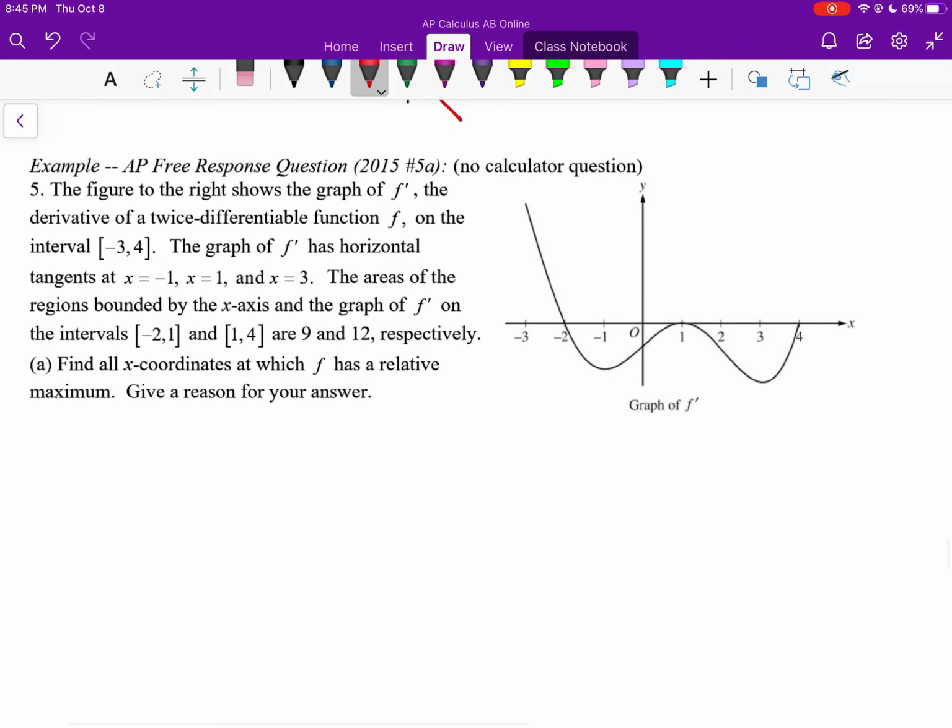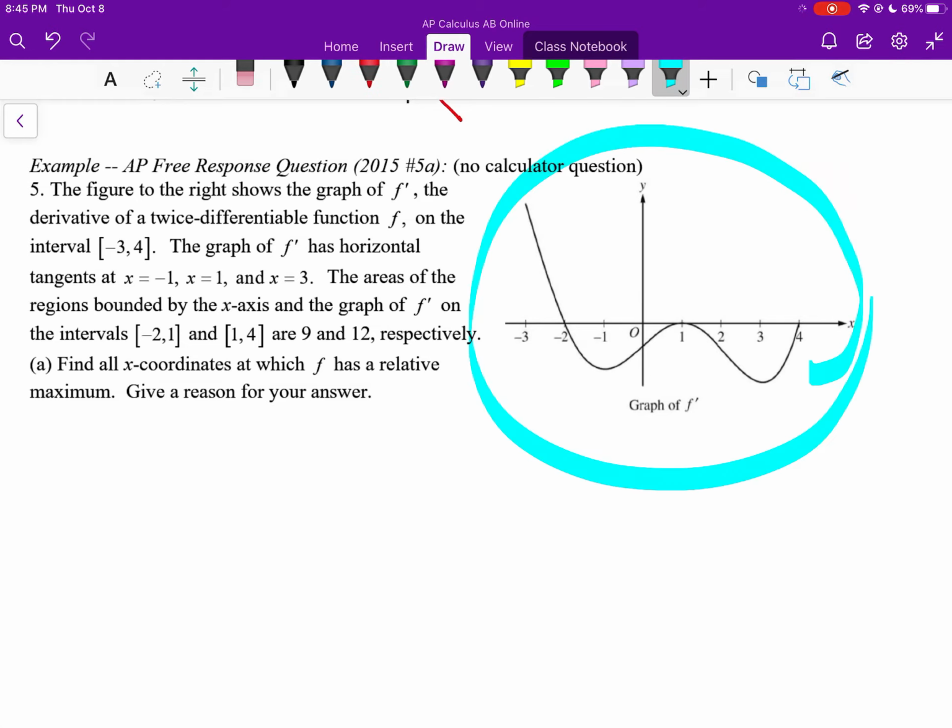This question comes from the 2015 test. It was question number 5, part A. It is a no calculator question. It is a very common question. If I had to bet money, I would bet a large amount of money that you would get a graph of a derivative on your free response exam. It seems like these graphs of derivatives show up basically every single year. It is a significant portion of your exam.